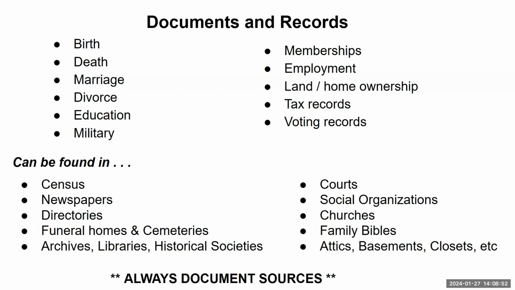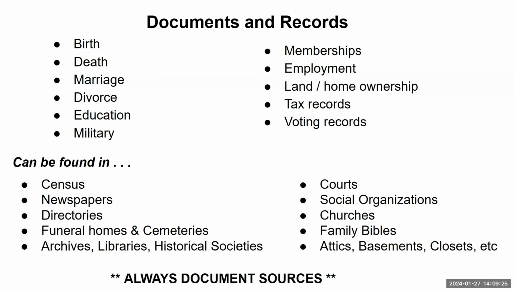Now, birth, death, and marriage records, like I said, are the big three. Records can be found in a number of places, including census records, federal and state, newspapers, directories, funeral homes and cemeteries, archives, libraries, historical societies, courts on all levels from local to federal, social organizations, churches, family Bibles.